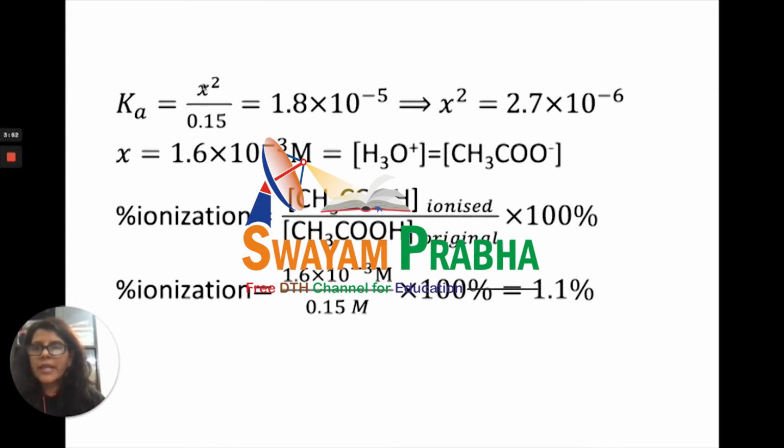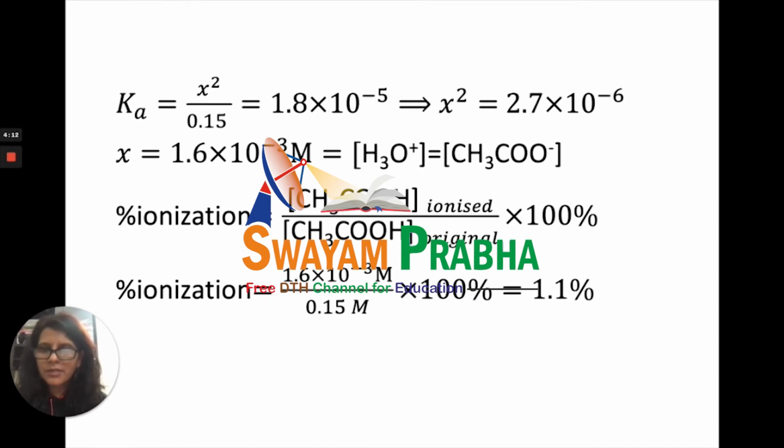Okay, so Ka is equal to x square upon 0.15. So you get Ka is equal to 1.8 into 10 to the power minus 5. So x square is equal to 2.7 into 10 to the power minus 6. So when you take the square root, you get 1.6 into 10 to the power minus 3 molar for x, which is the expression for H plus and acetate.